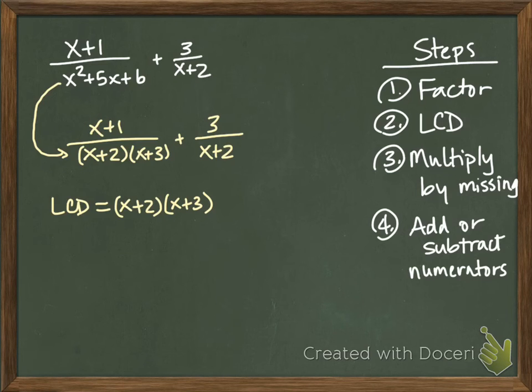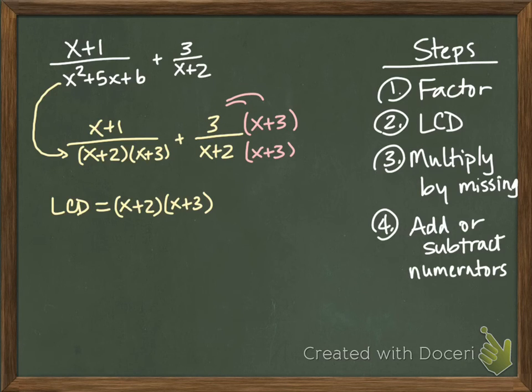And because we need both of those, we have to now look at both of these terms and see if they're missing anything. The one on the left is not missing any of these. It has the x plus 2 and it has x plus 3. But the one on the right only has x plus 2. It's missing our x plus 3, so that's what we're going to multiply by. And when we do that, now we're going to distribute.